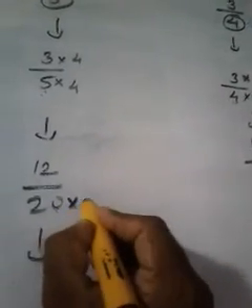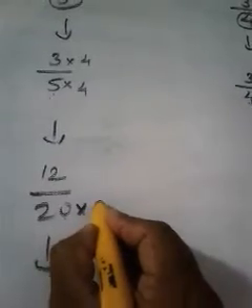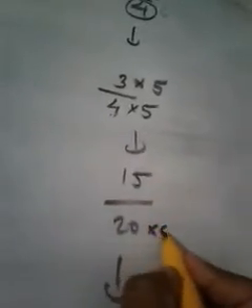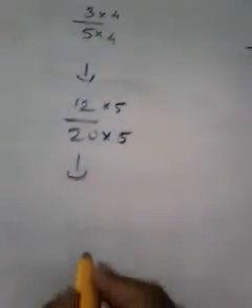And by which number do I have to multiply here to make it 100? Here I have to multiply with 5. Here also I have to multiply with 5. So it will be what?